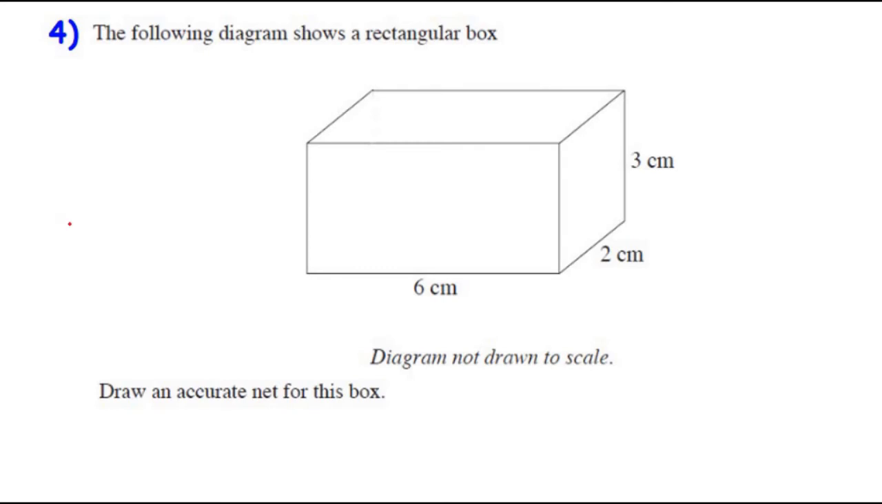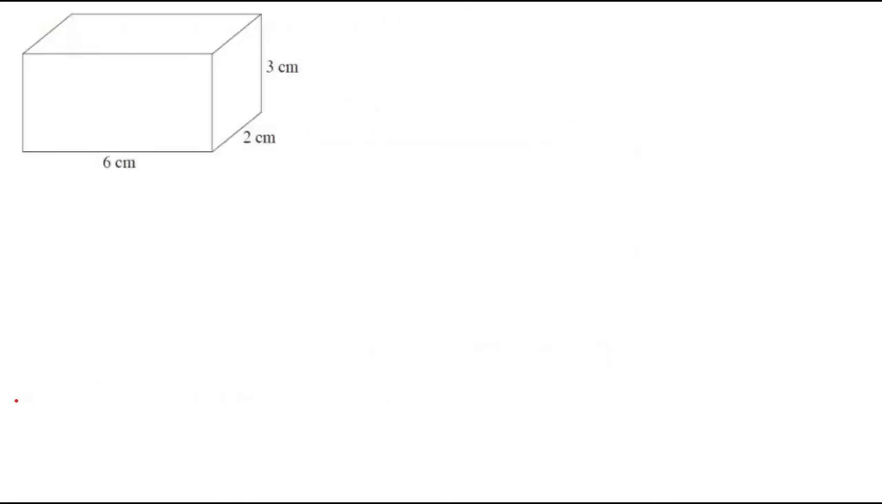Okay, so the next question says that the following diagram shows a rectangular box, and we can see that the box has measurements of 6 centimeters by 2 centimeters and a height of 3 centimeters. The question asks you to draw an accurate net for this box, so that means you will need to use a ruler and a pencil when drawing. Just to make things a little bit easier for us, we could draw in a few lines so they can help us imagine what it looks like on the inside of the cuboid.